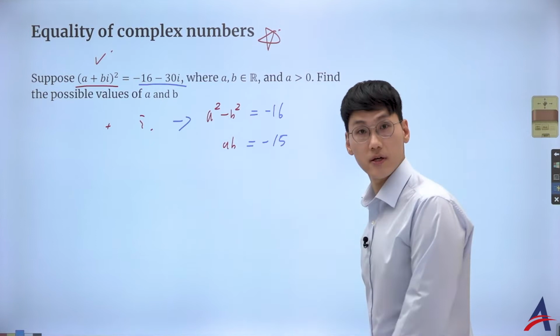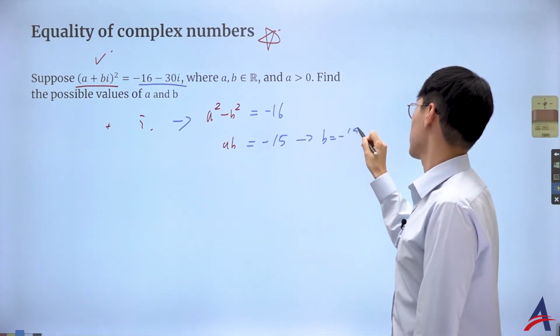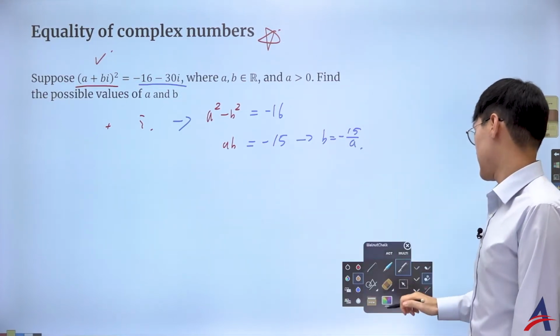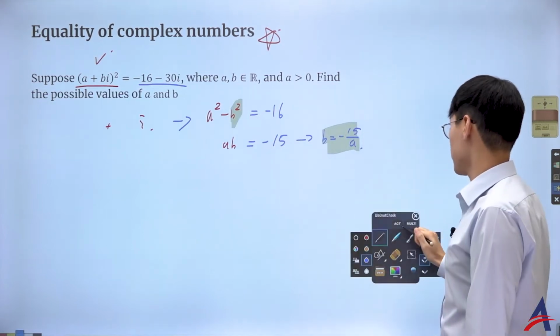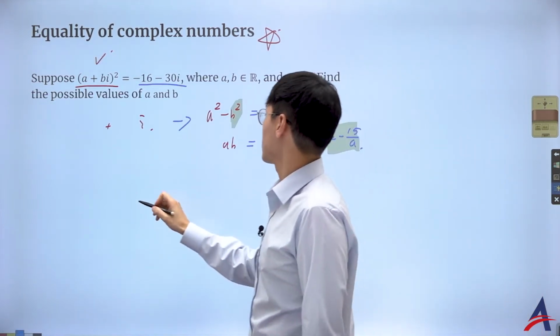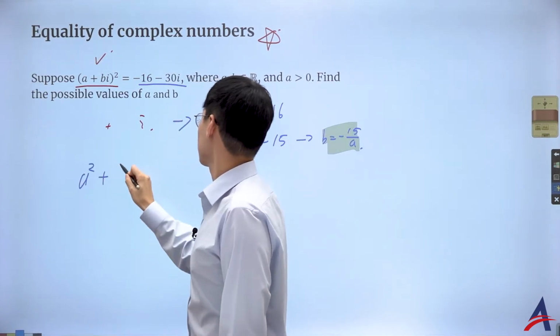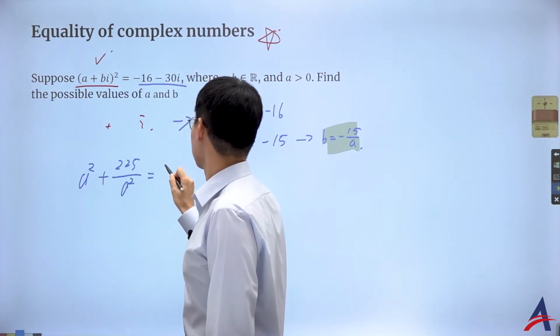So that is lovely, right? So then on this one, it's going to be b is equal to negative 15 over a. So that is great. So what you want to do is to substitute that in here. Okay, so if we substitute that, I'm going to get a squared plus 225 over a squared is equal to negative 16.